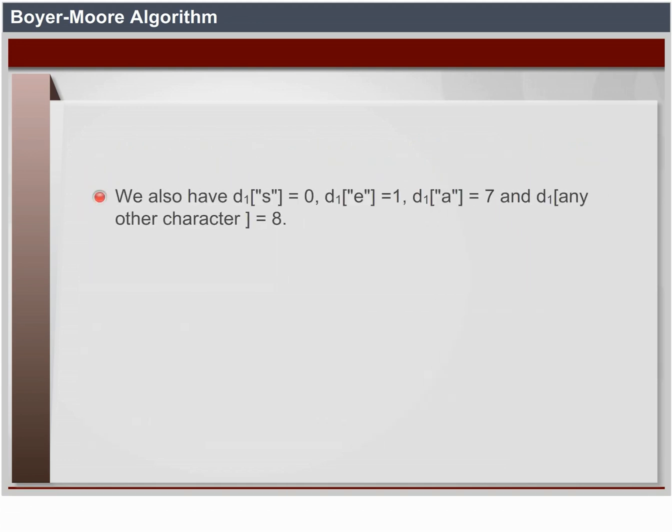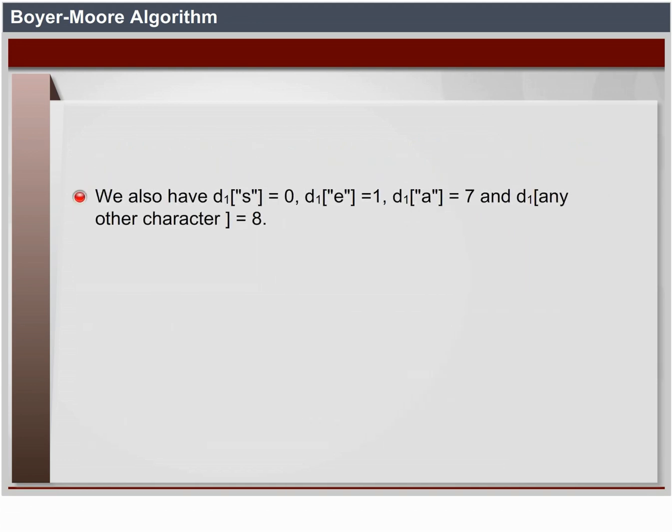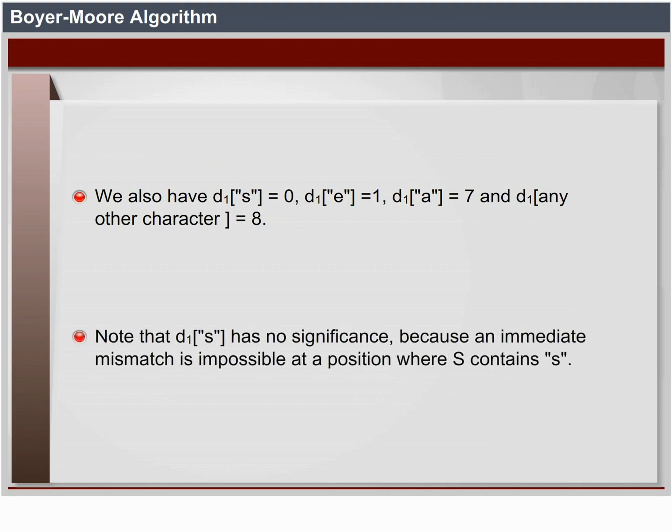We also have D1 of S equals 0, D1 of E equals 1, D1 of A equals 7, and D1 of any other character equals 8. Note that D1 of S has no significance because an immediate mismatch is impossible at a position where S contains the character S.